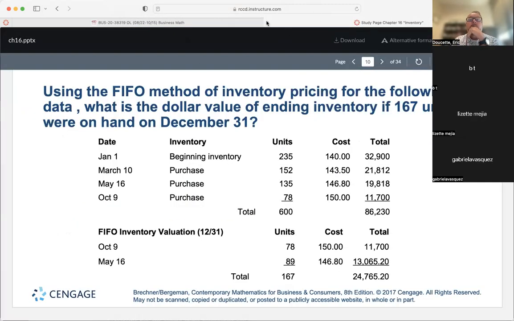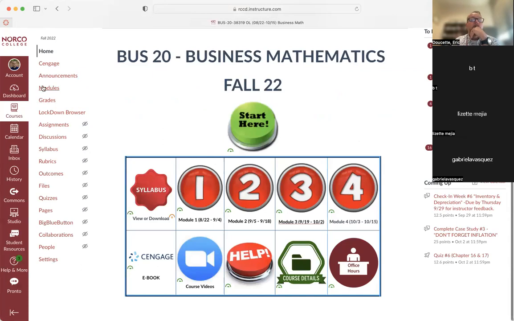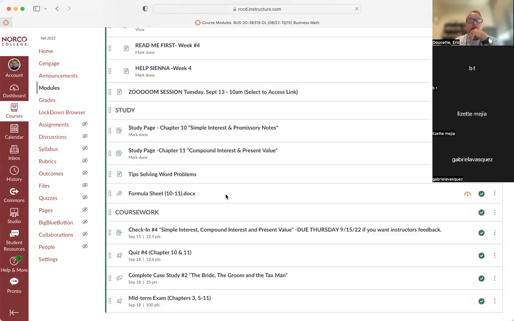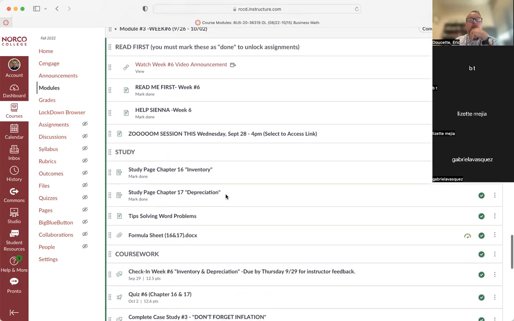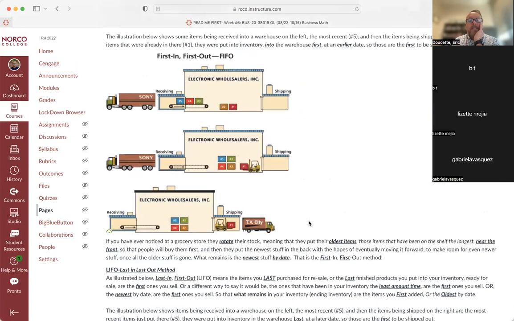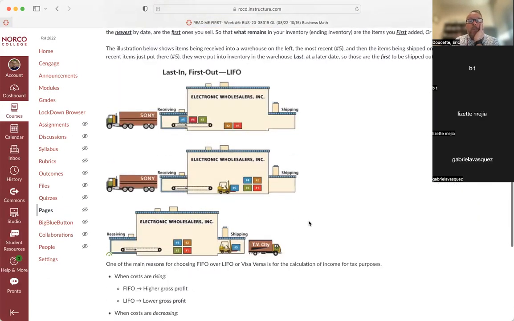Okay. So back to the diagram here. We had a little, not an interruption, but a question. Let me go back to this. This is the README, by the way, for this week. Hopefully you've read this. So that's FIFO and LIFO, and we'll work a couple problems.